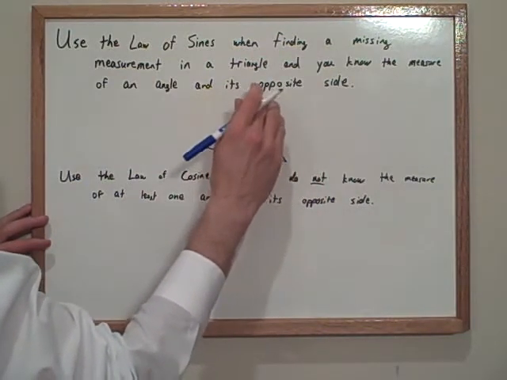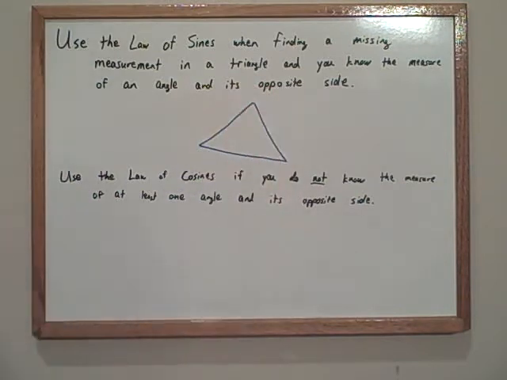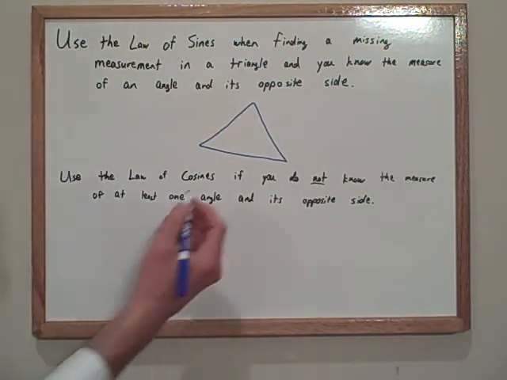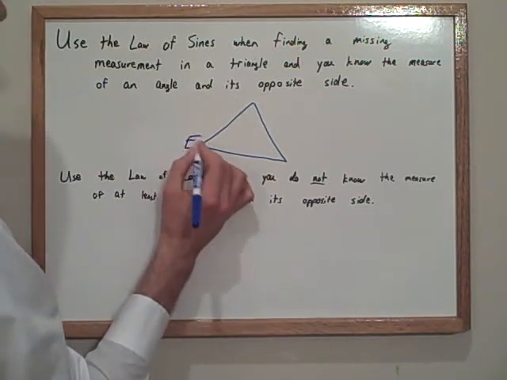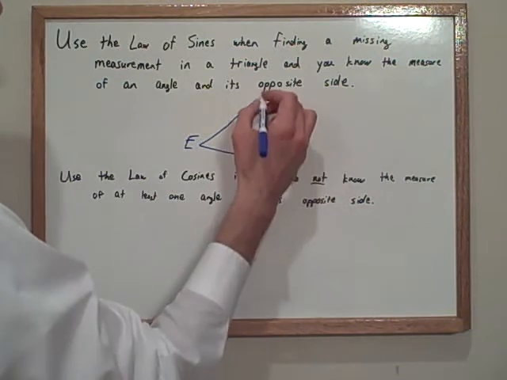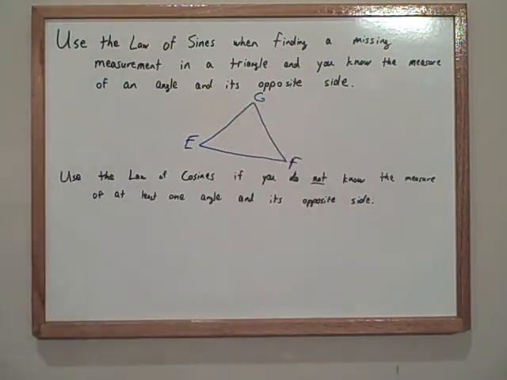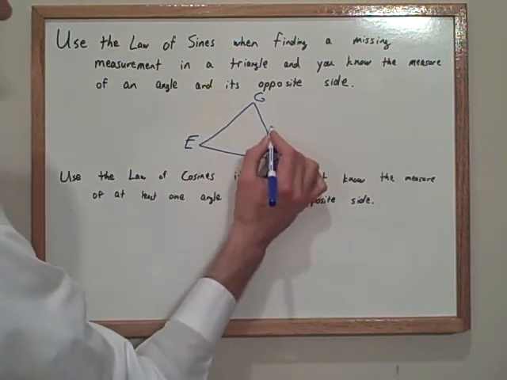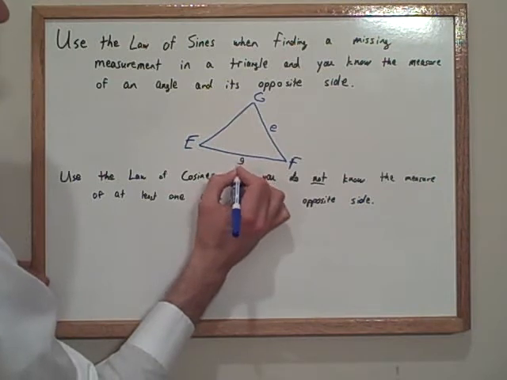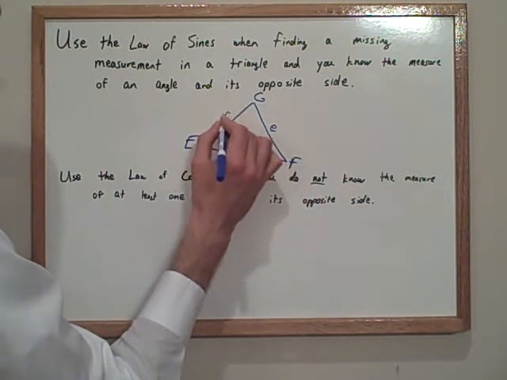Let's suppose, for example, you have a triangle, probably based on some word problem or something like that. And we have three sides and three angles, E, F, and G. We'll use the capital letters for the corners. We'll use lowercase letters for all the sides that are across from them. So across from big E is little e, across from big G is little g, and across from big F is going to be little f.